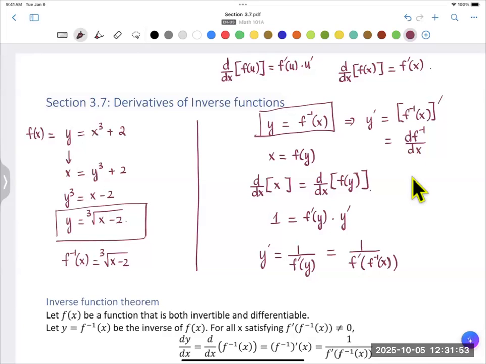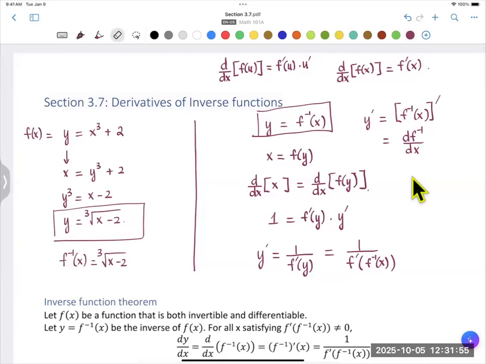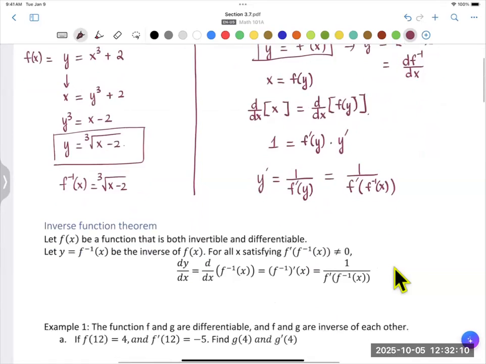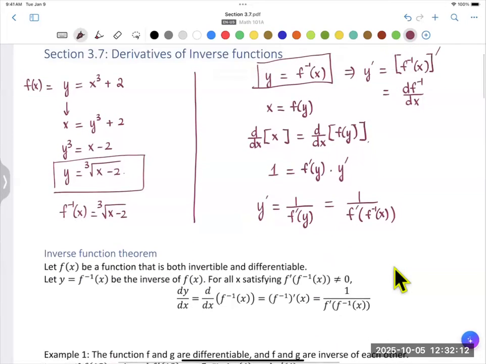Okay, so here we want to find y prime. So this gives you y prime is this, and we want to find y prime, and we end up having y prime is 1 over f prime of f inverse of x. And y prime is the derivative of f inverse, so you can generate that by the inverse function theorem.